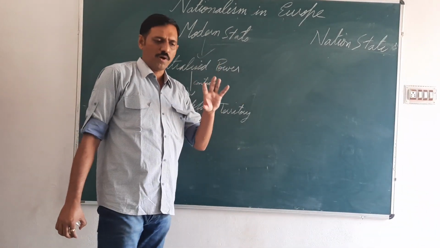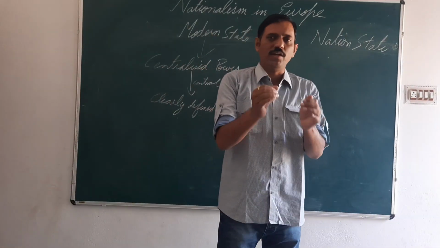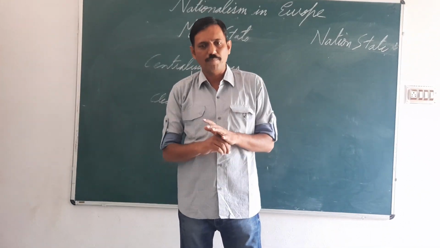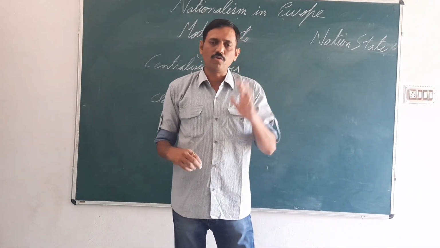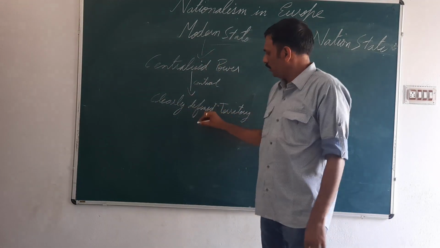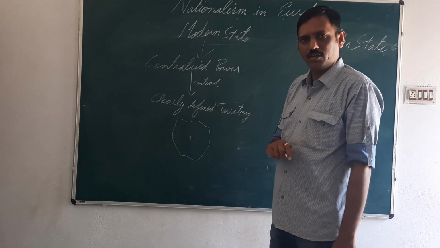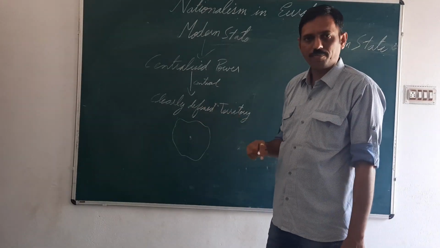There will be a centralized power. Suppose the country is there; in the capital city, there is one administration power, monarchy, etc. And it has sovereign control over the clearly defined territory. So this is the territory, and over this the king who is sitting in the capital has control.